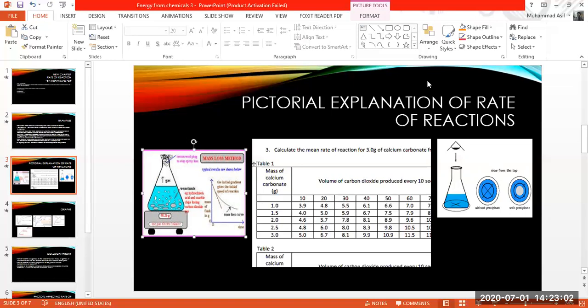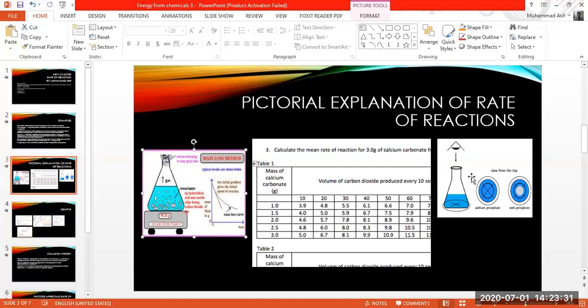This is the figure. The question is, calculate the mean rate of reaction for 3 grams of calcium carbonate. We have taken different masses of calcium carbonate, and the volume of carbon dioxide is recorded after every 10 seconds. This is the volume of carbon dioxide.